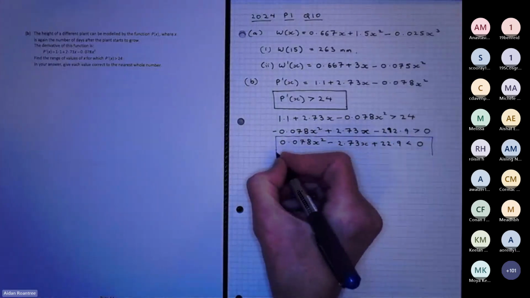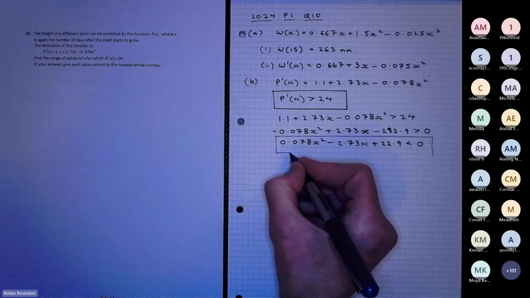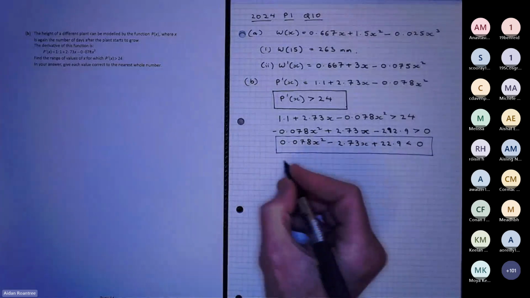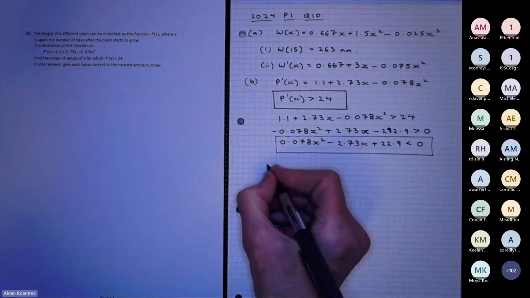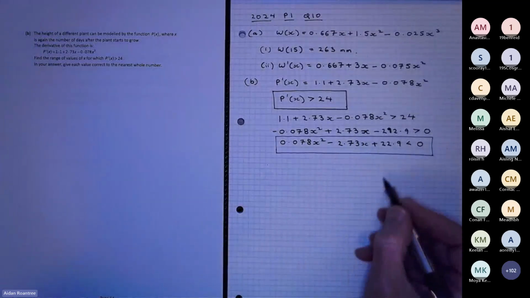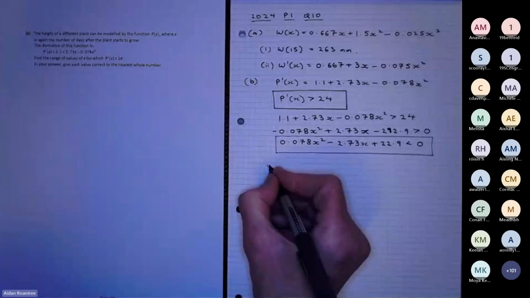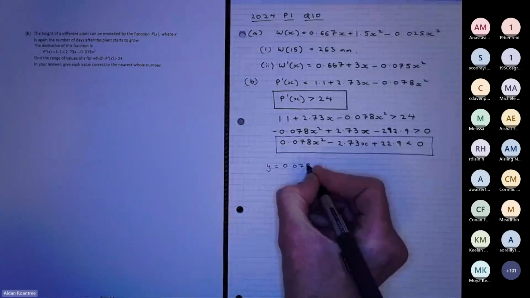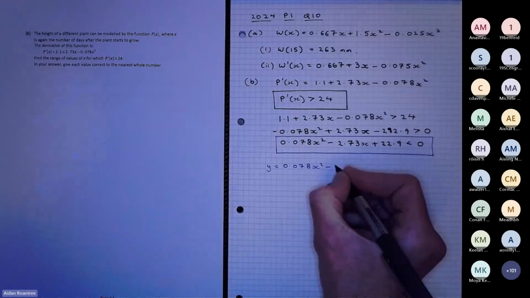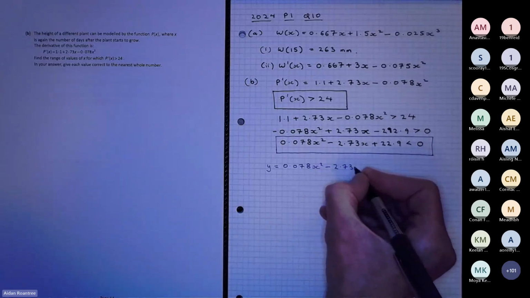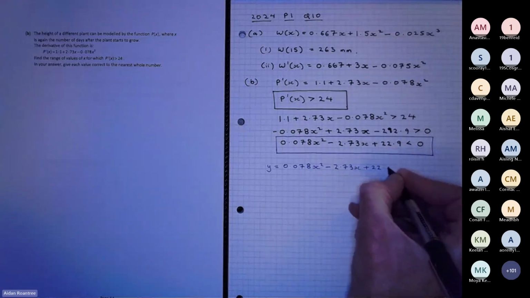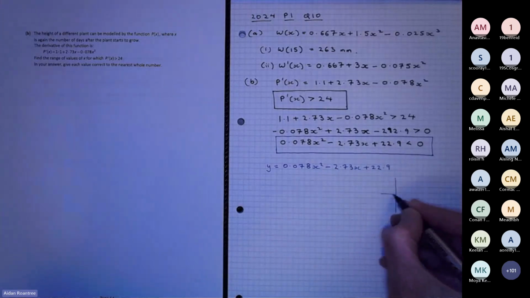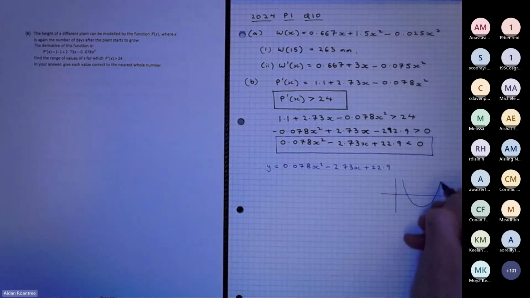This is a little bit painful, and I'm just going to talk about it because I don't want to spend all the time on this. You're going to have to solve the equation. Call that y, or just put the quadratic equal to 0 and work out the two values of x. So if you are talking about a quadratic curve, 0.078x squared minus 2.73x plus 22.9, that will be a U-shaped quadratic.